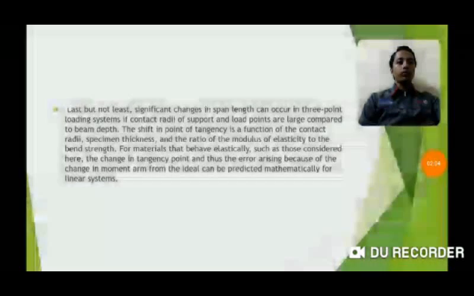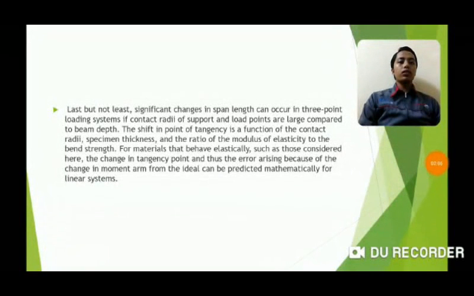Last but not least, significant changes in span length can occur in a 3-point loading system if the contact radii of support and load points are large compared to beam depth. The shift in point of tangency is a function of the contact radii, specimen thickness, and the ratio of the modulus of elasticity to the bend strength. For materials that behave elastically, such as considered here, the change in tangency point, and thus the error arising because of the change in moment arm from the ideal, can be predicted mathematically for a linear system.